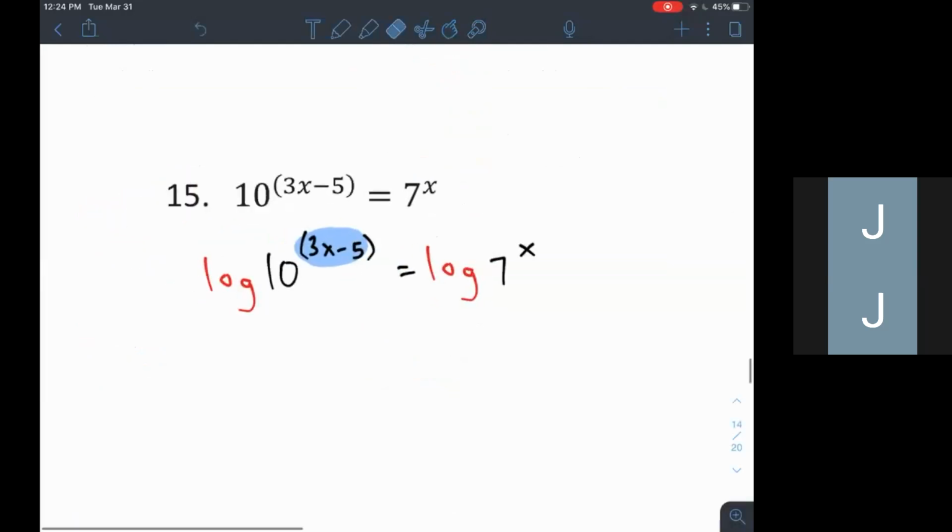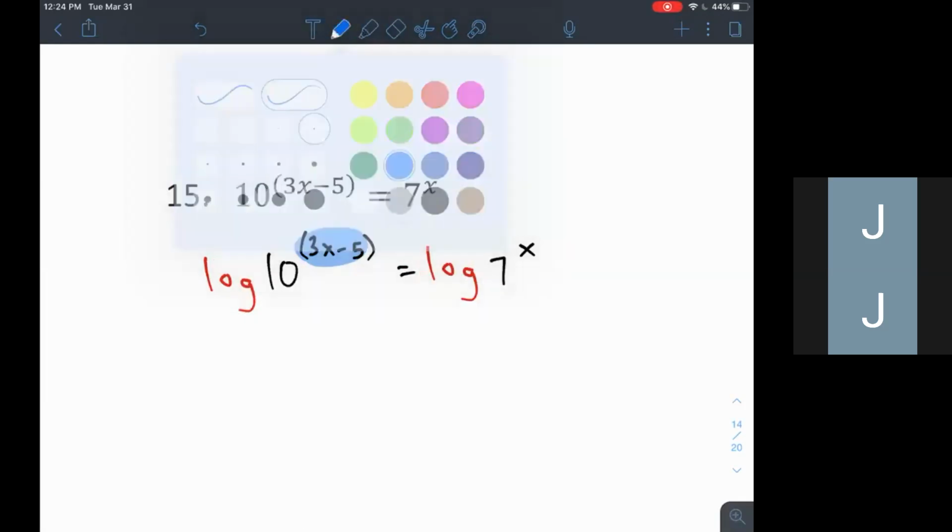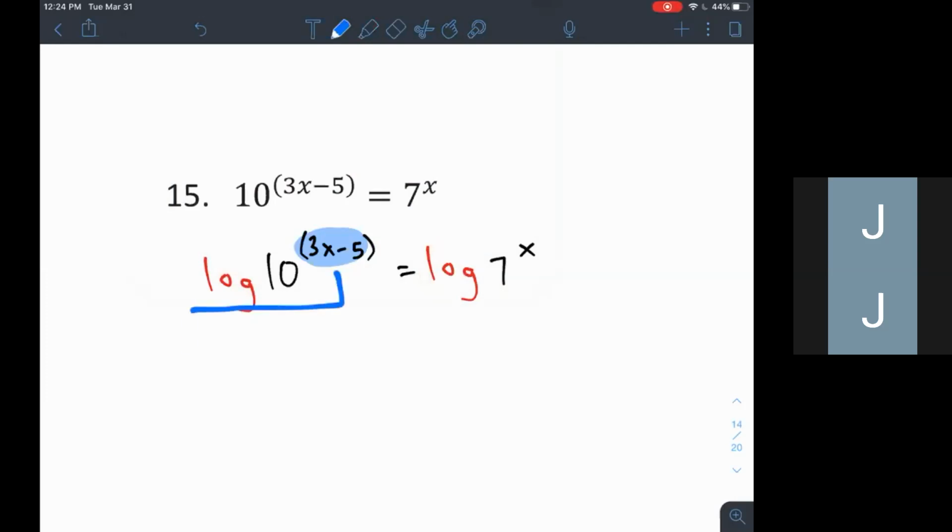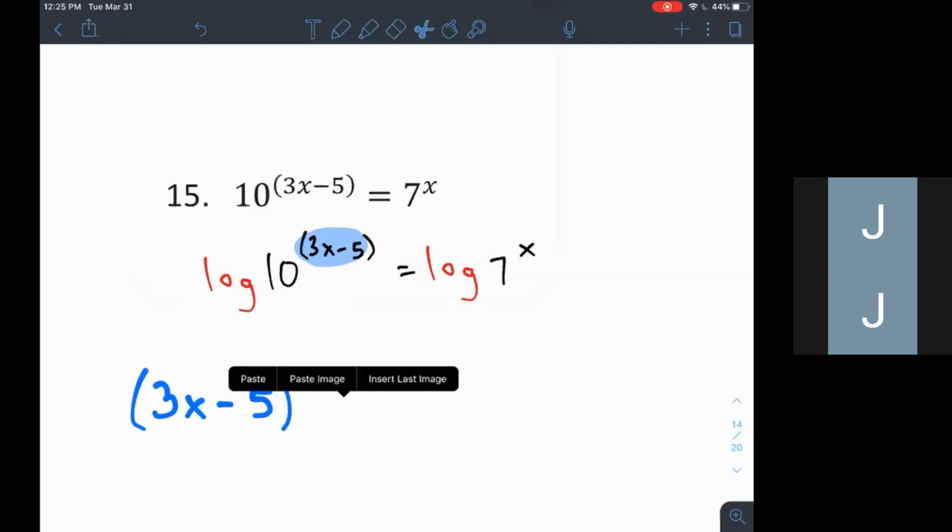What I did first, right off the bat, is I turned this into a logarithmic equation by logging both sides, as you can see here in red. I did a common log of 10 to the 3x minus 5 and a common log of 7 to the x power, which allowed me to use the power property, bringing down the exponent 3x minus 5. The power property says that when you have an exponent of an argument, like 10 to the 3x minus 5 power, we can bring it down and turn it into a multiplication of the log of that argument.